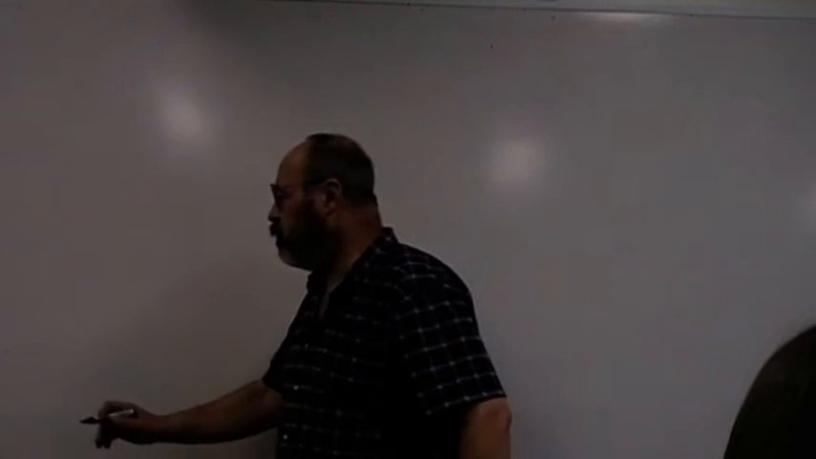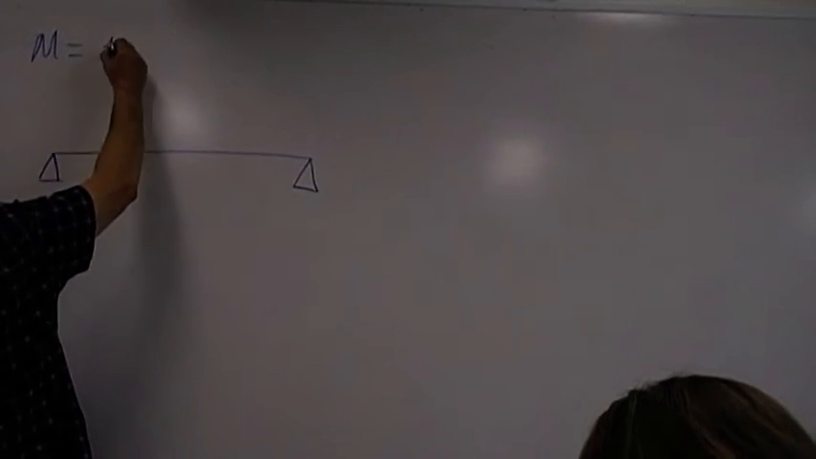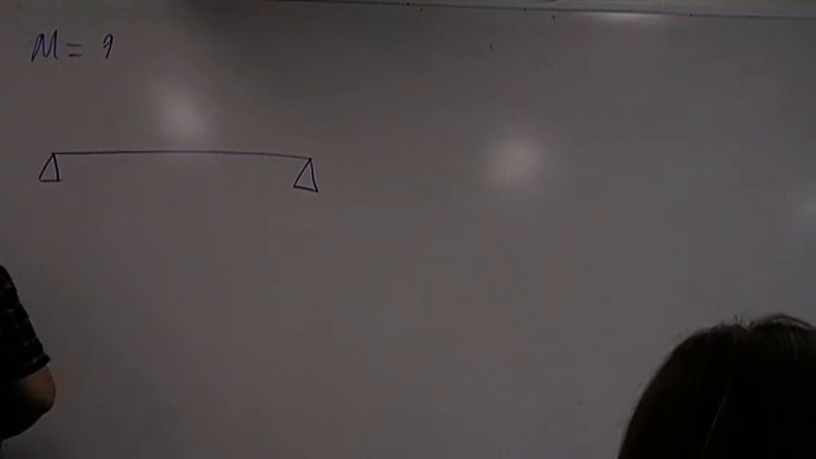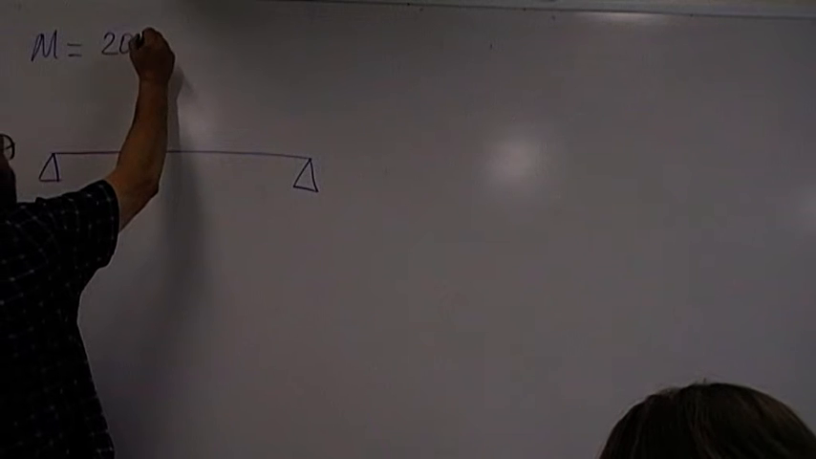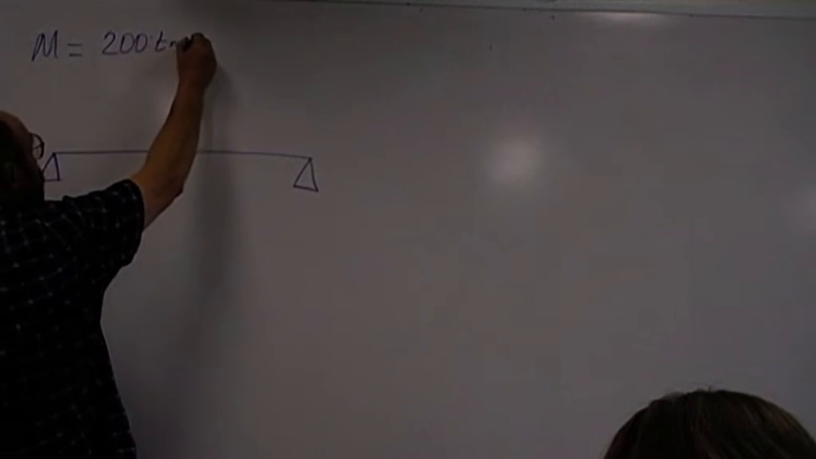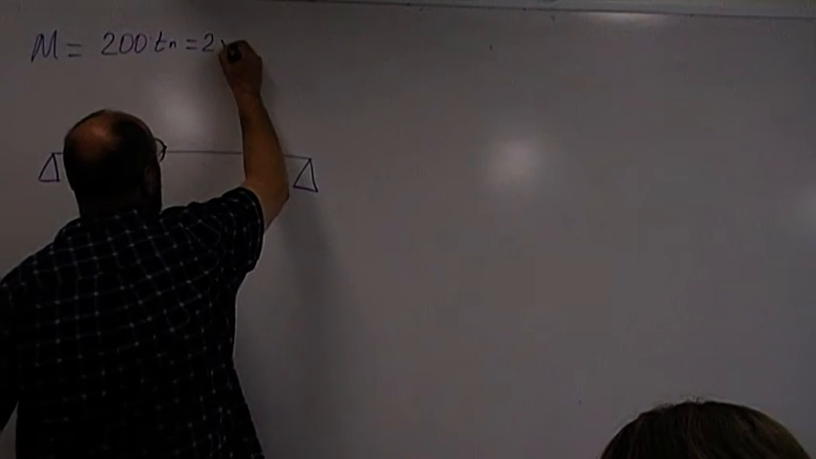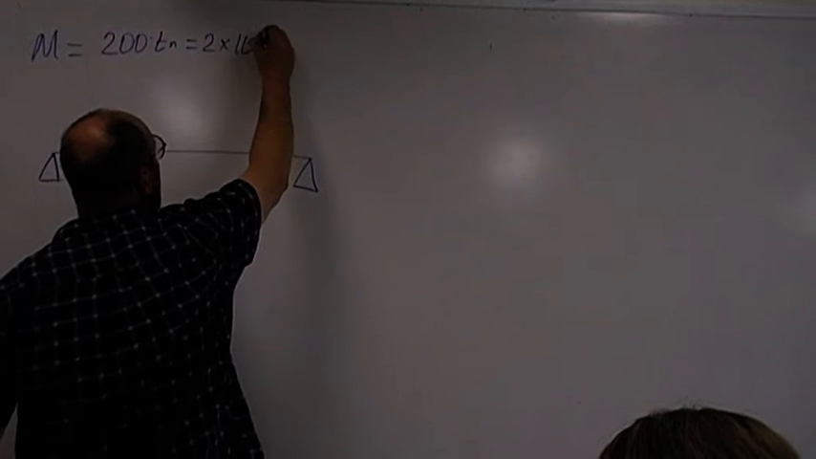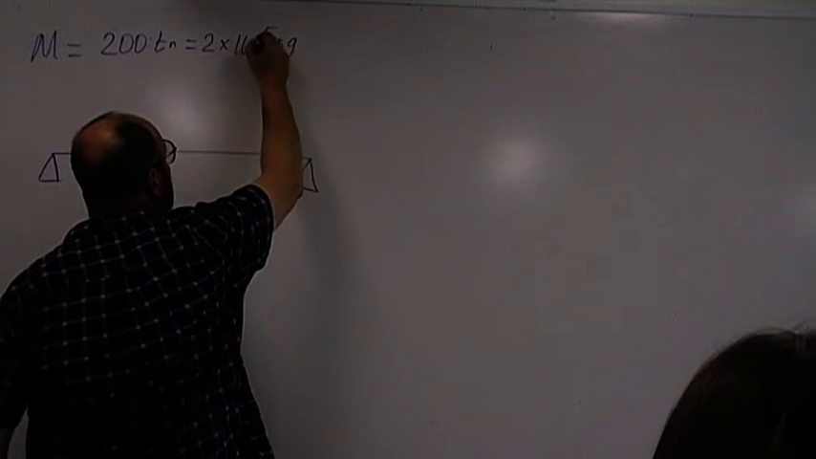Let's consider the next situation. We have a bridge with the supports at the end, and the mass of the bridge will be 200 tons, which is 2 times 10 to the power of 5 kilograms.